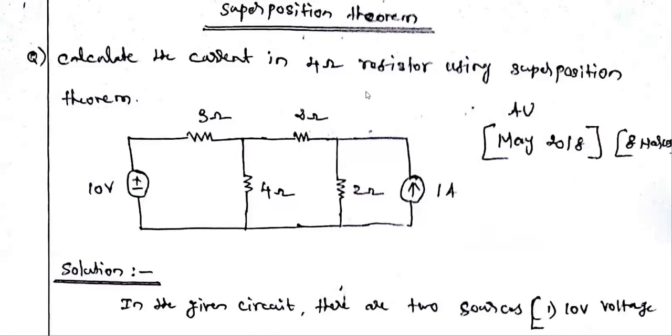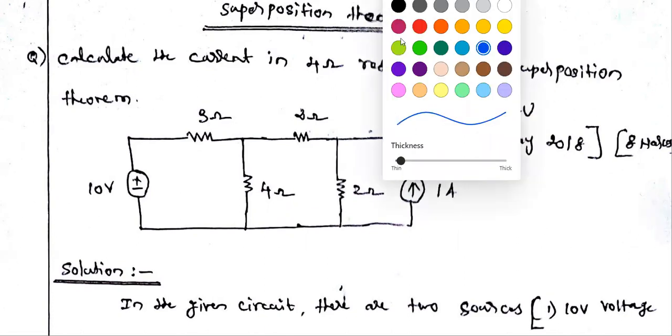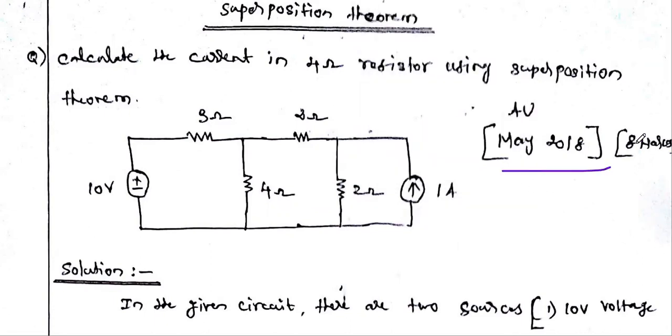So this is the superposition principle, and using this superposition theorem, we are going to solve one problem in this video. This is a May 2018 question, and we are going to solve it using the superposition theorem. The question is: calculate the current in the 4 ohm resistor. This is the 4 ohm resistor, and we have to find the current flowing through it using the superposition theorem.